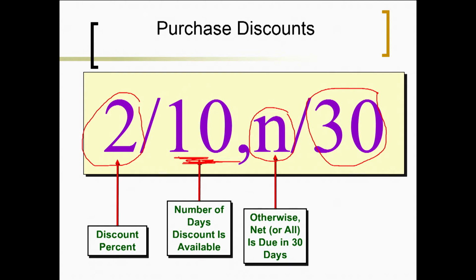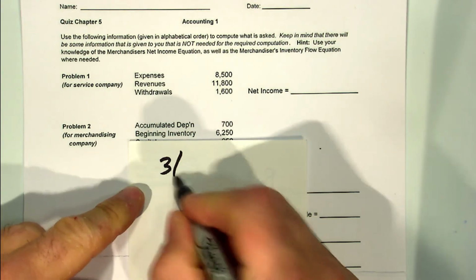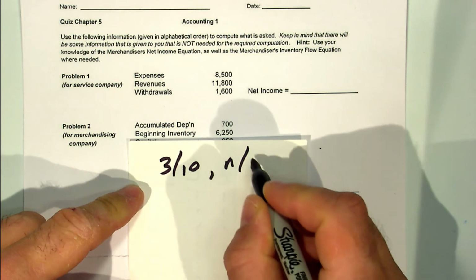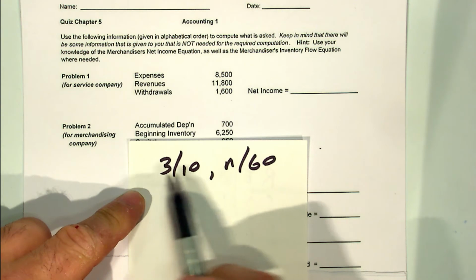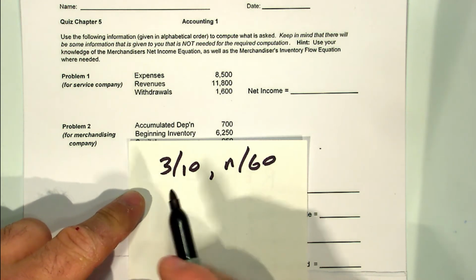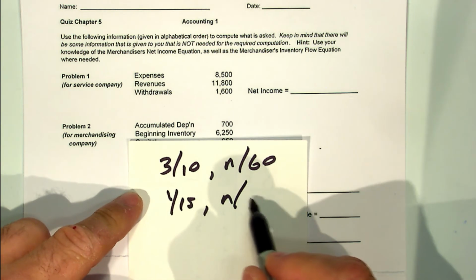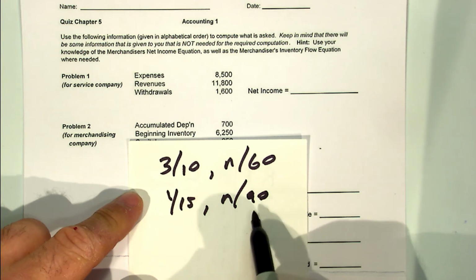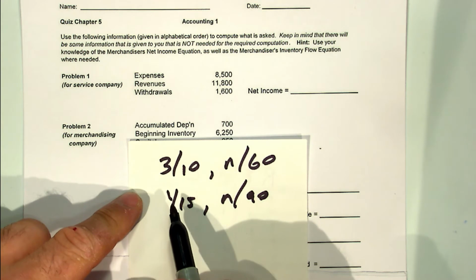Okay. And there's other ways that that can be stated. For example, you could have 3/10 net 60, which means that you owe the full amount in 60 days, but if you pay within 10 days, you can knock off 3% of what you owe, right? Or you could have 1/15 net 90. You've got to pay within 90 days the full amount, but if you pay within 15 days, you can knock off 1%, right?